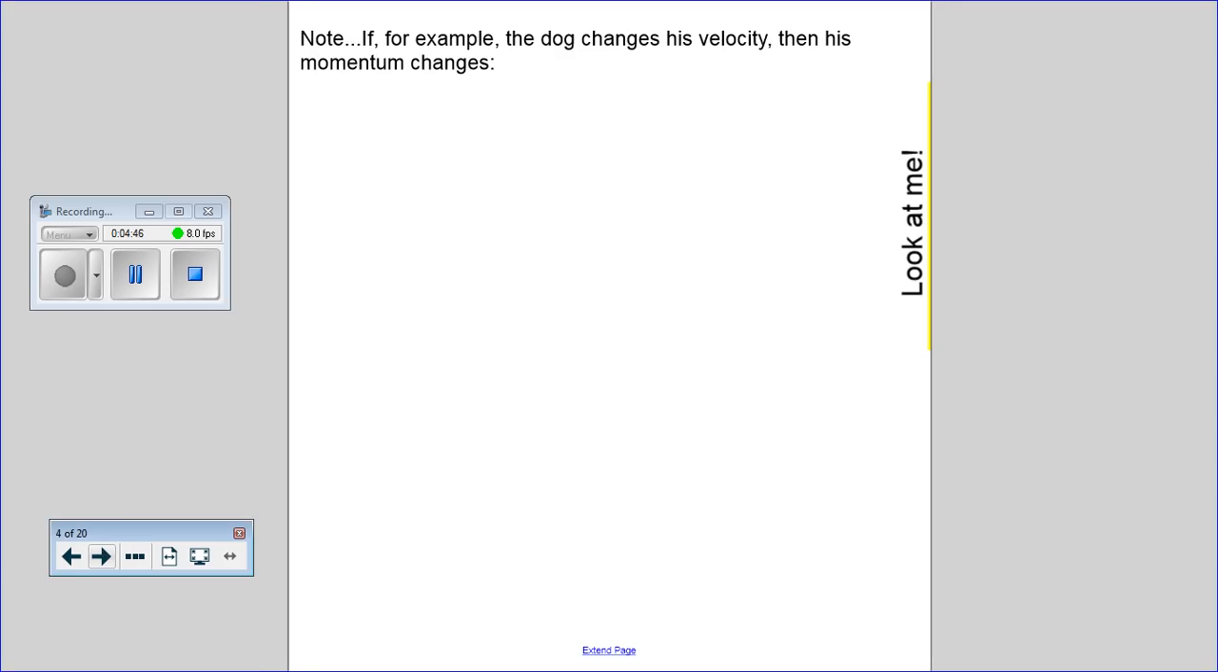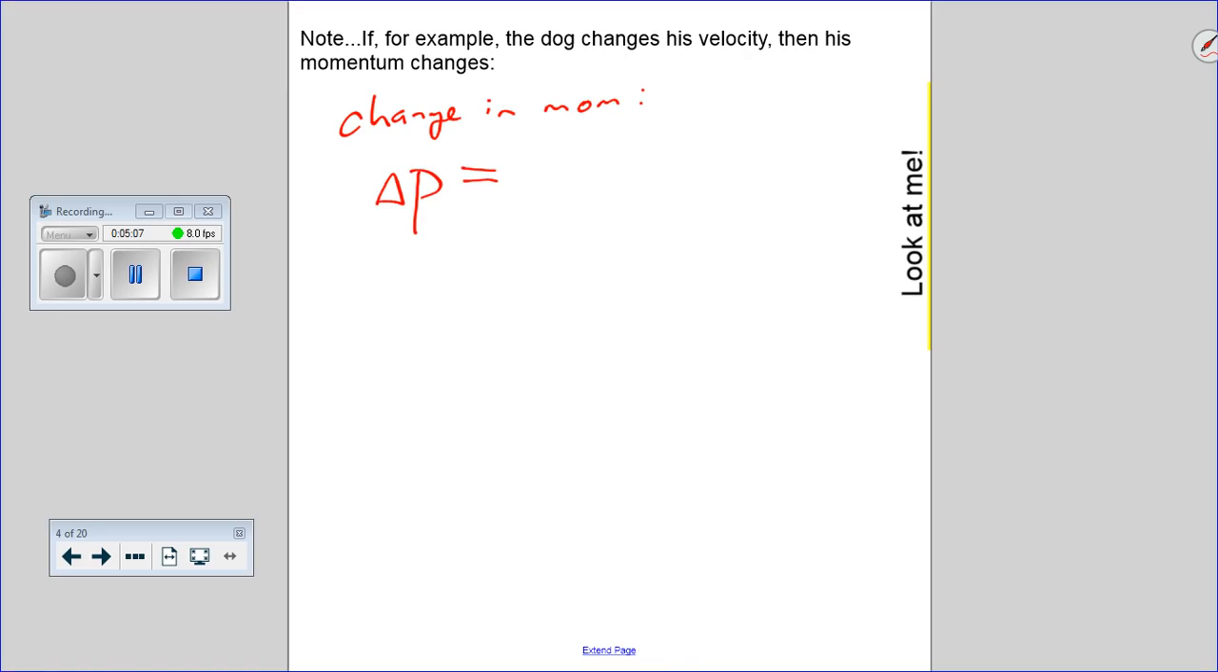So note, for example, if the dog in that last example were to change his velocity, then his momentum would change, because momentum is mass times velocity. So let's talk about change in momentum. The symbol for change in momentum is exactly what you'd think it is. It's change in momentum.